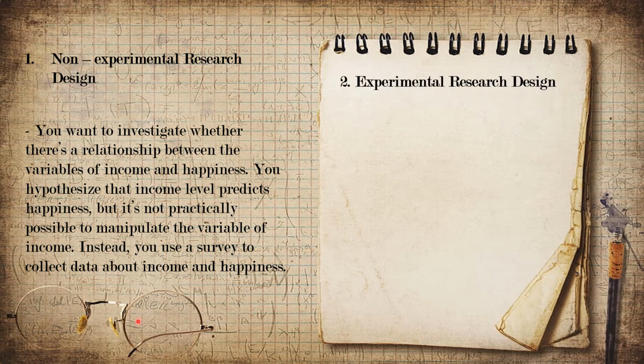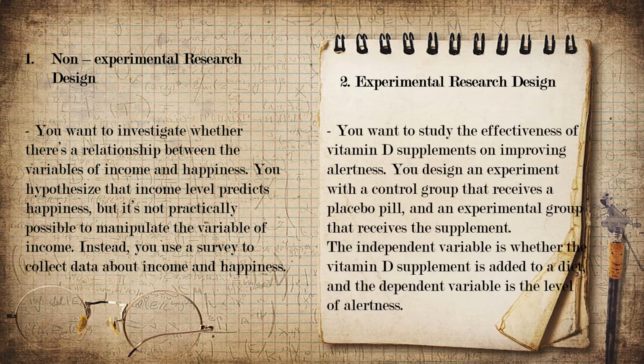Next, about experimental research design, you want to study the effectiveness of vitamin D supplements on improving alertness. You design an experiment with a control group that receives a placebo pill and an experimental group that receives the supplement. Your independent variable is the vitamin D supplement, and your dependent variable is the level of alertness.